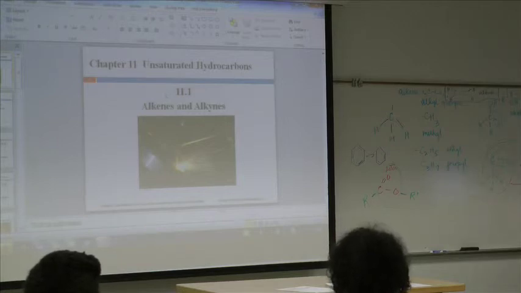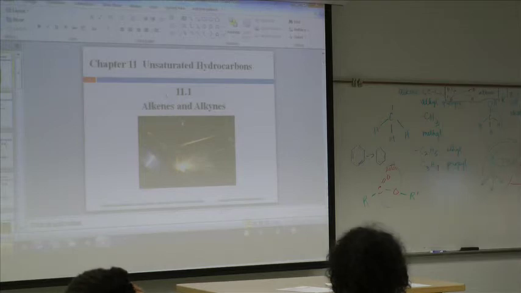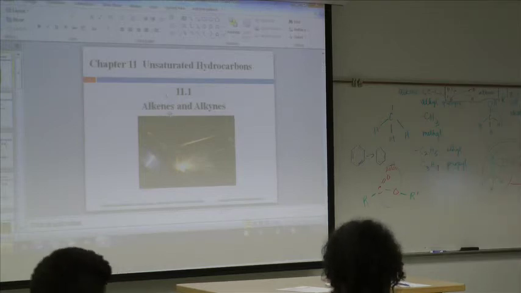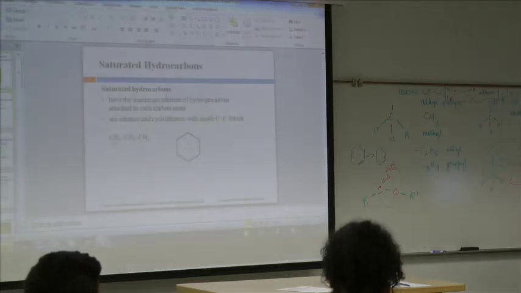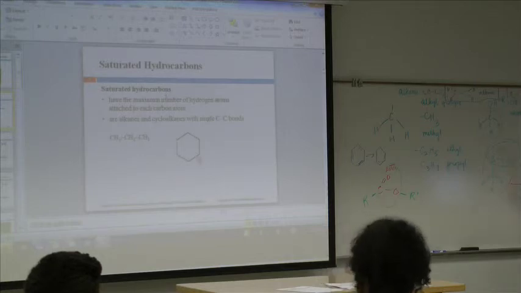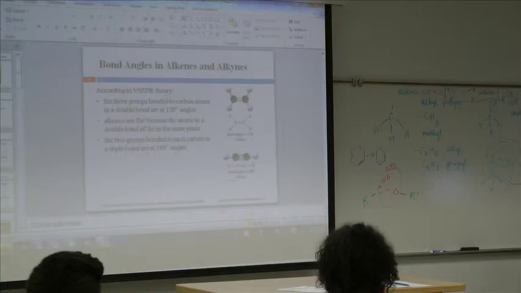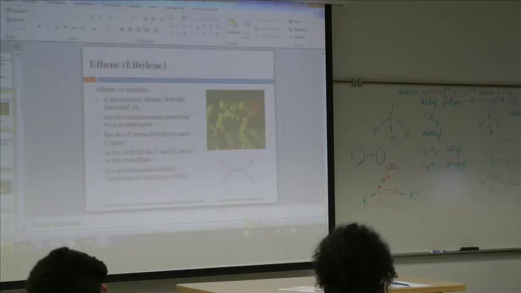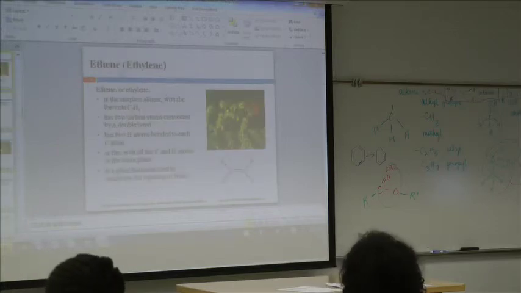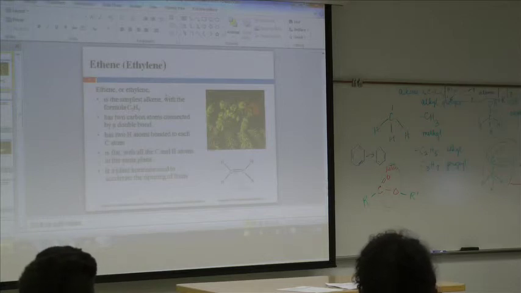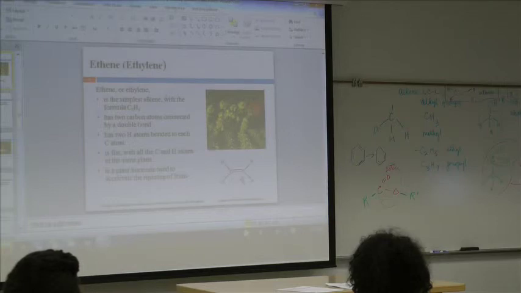Unsaturated means that they have double bonds in them, right? Unsaturated. Saturated are the alkanes. Unsaturated are the alkenes and alkynes. So what's interesting with them is when we say ethane, so ethene or ethylene.